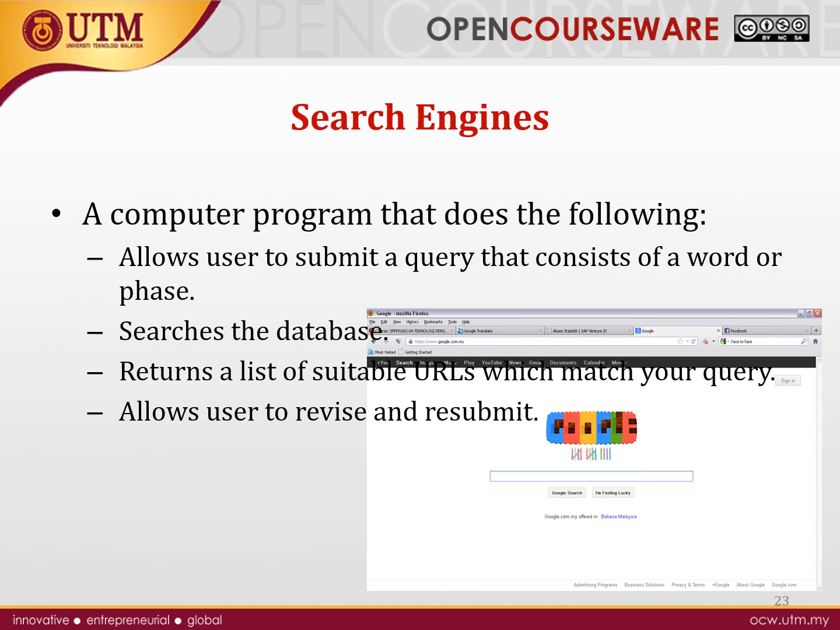The second category is search engines, and I'm sure all of us have already dealt with search engines before. For example, Google. Google is an example of search engines. And what it actually does is allow users to submit a query that consists of a word or phrase and then search the database, and then it allows users to revise and submit again. It depends on the consumer itself.